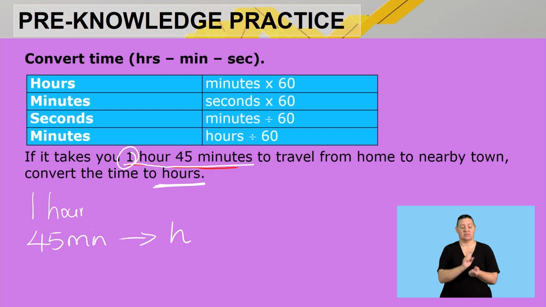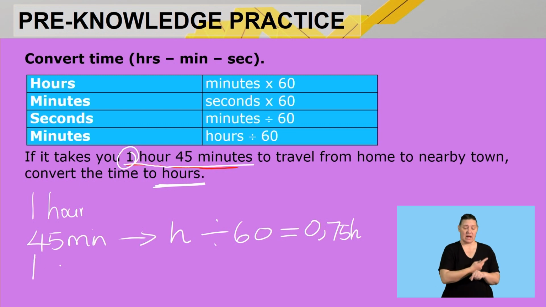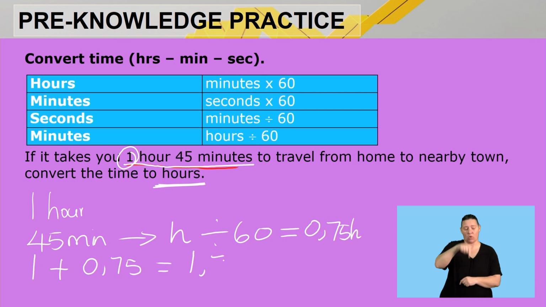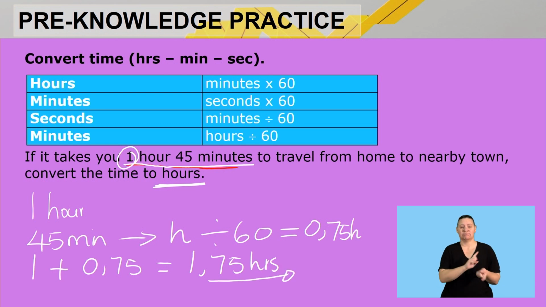So now converting to hours, we are simply going to divide by 60. So now if you divide 45 by 60, it will give you 0.75 hours. So now you are going to take your 1 hour, add it with your 0.75. So now this will give you 1.75 hours. So now your answer has now been converted to hours. You no longer have minutes here. So it's only hours.